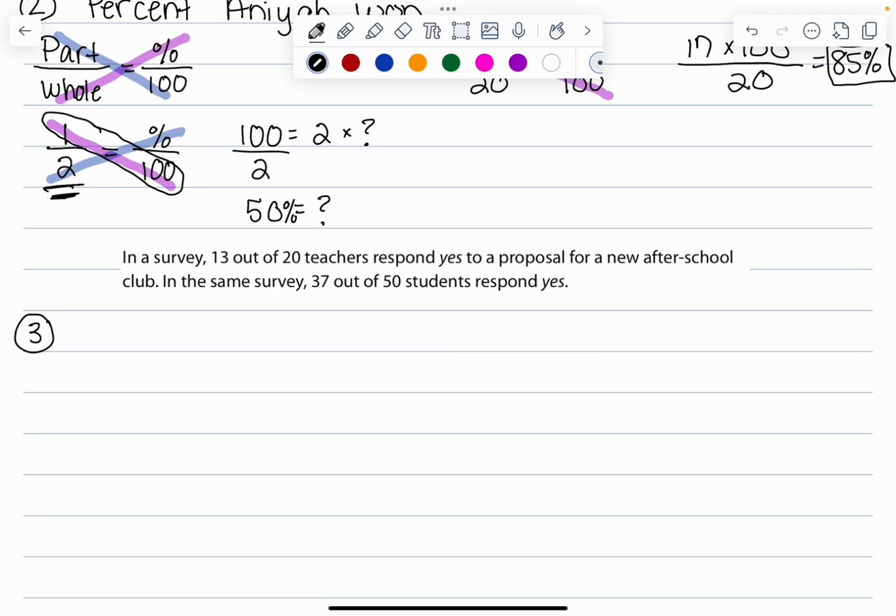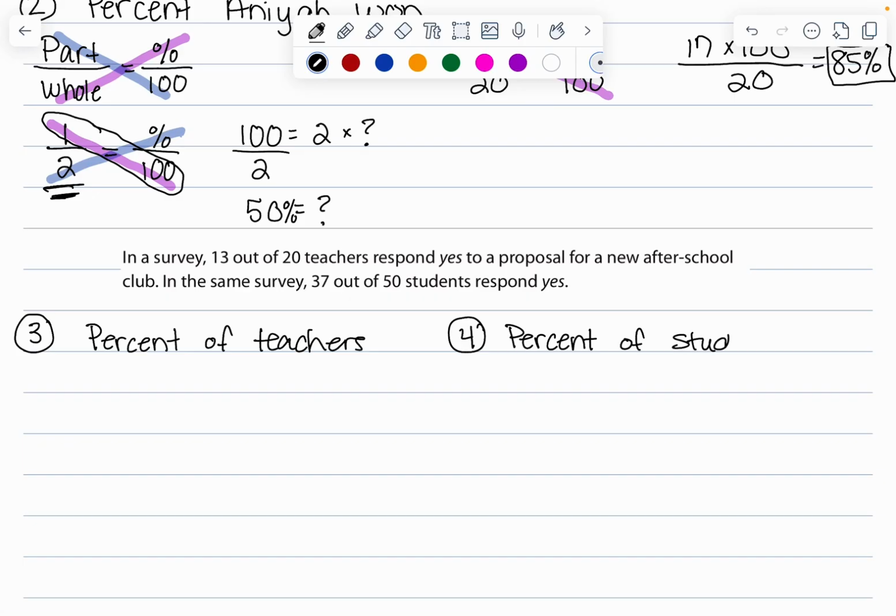Okay, so for problem 3, it says, in a survey, 13 out of 20 teachers responded yes to a proposal for a new after-school club. In the survey, 37 out of 50 students responded yes. So I want us to find, for problem 3, percent of teachers. And for problem 4, I want you to find percent of students. I would love you to pause and try this completely on your own, and then come back because I am going to set it up and solve both of them. But try using that proportion method.